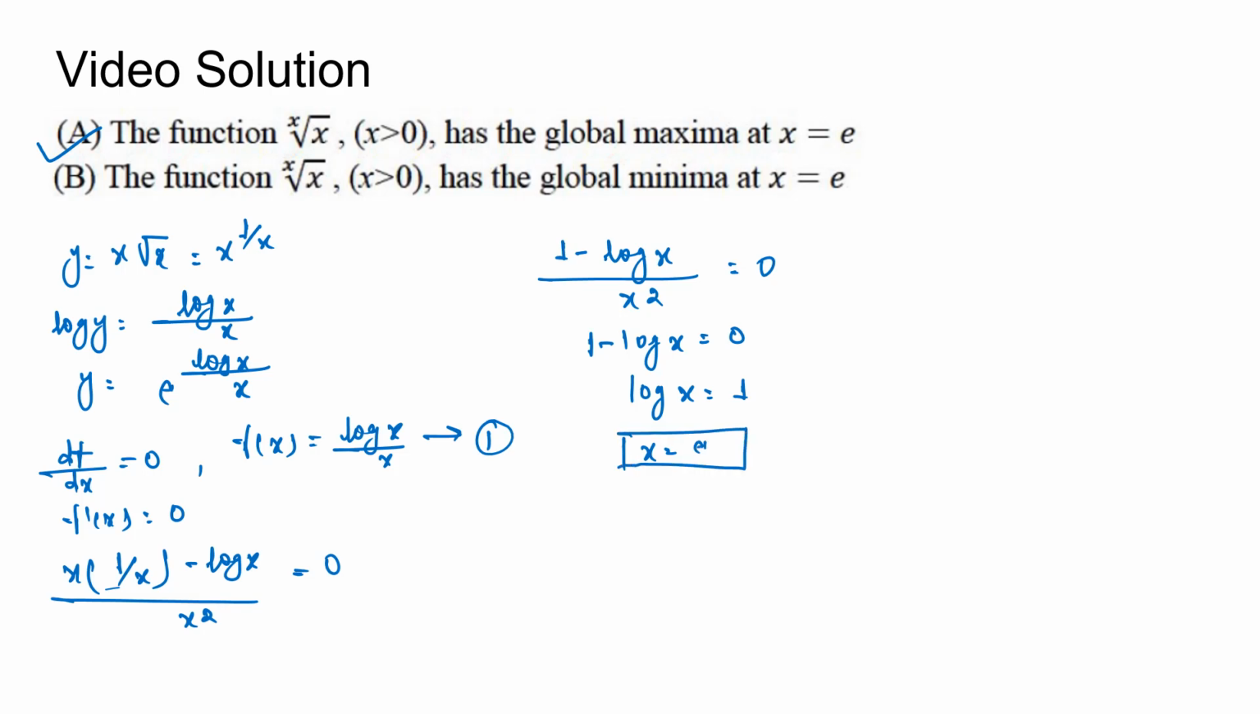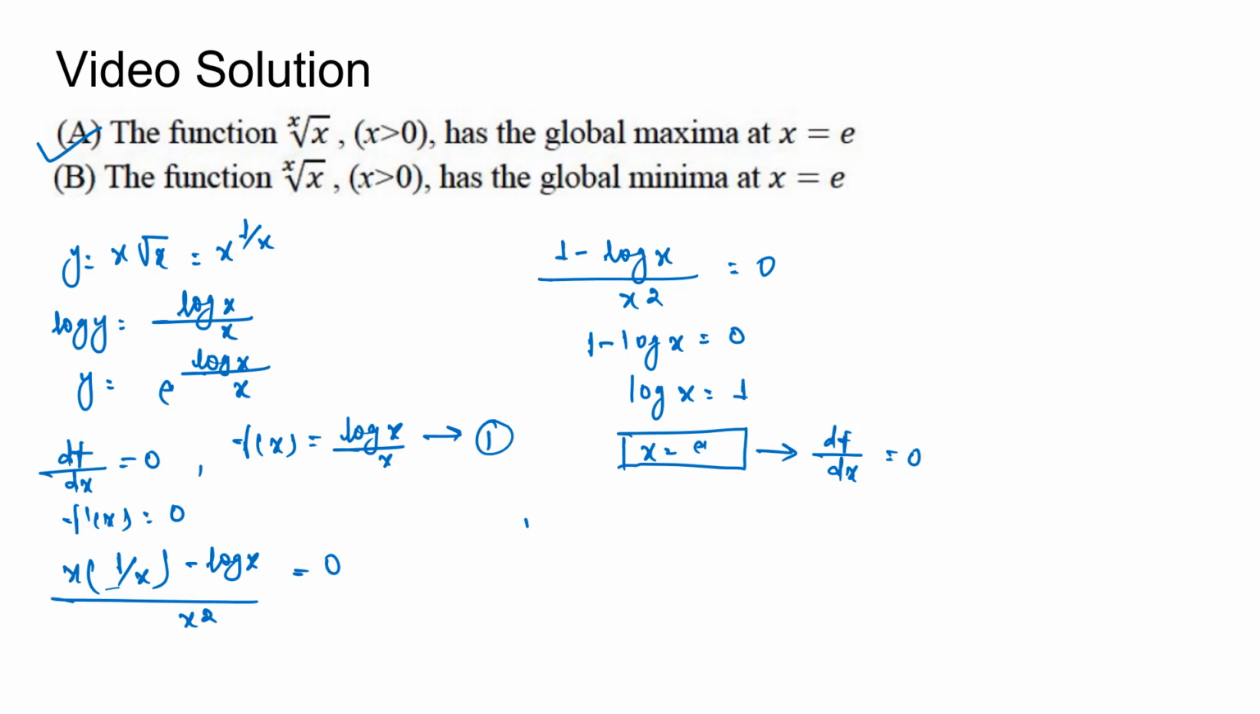So we can say that at x equal to e, our function is either maximum or minimum, but that we don't know. And at x equal to e, df by dx will be 0. That means the slope at this point will be 0. This is our x0.